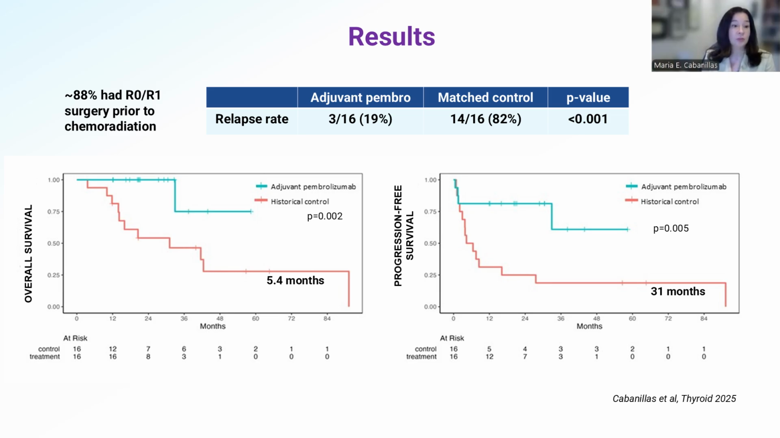These are the results. In blue are the patients who received the adjuvant pembrolizumab, and in red color are the historical patients that did not. So all of these patients had upfront either surgery, radiation, or radiation, and they were age and treatment matched controls. So you see that there was a 19% relapse rate in the patients treated with adjuvant pembrolizumab, but 82% in the matched controls. And the median overall survival had not been reached in the adjuvant patients, but was 5.4 months in the patients who did not receive adjuvant pembrolizumab.